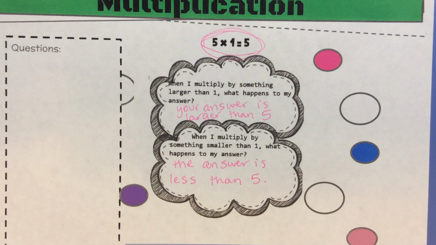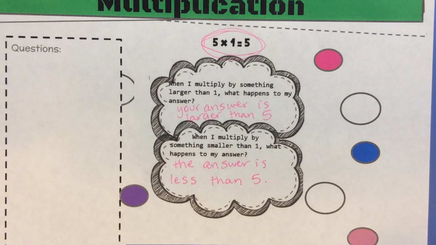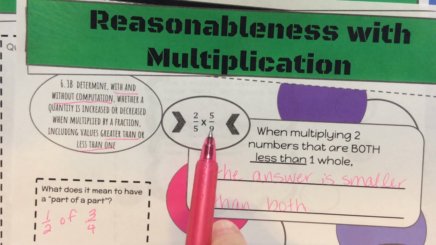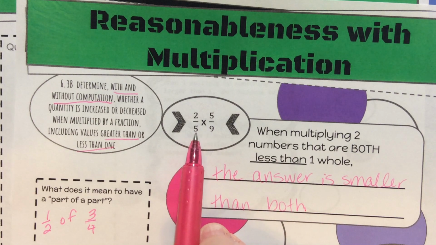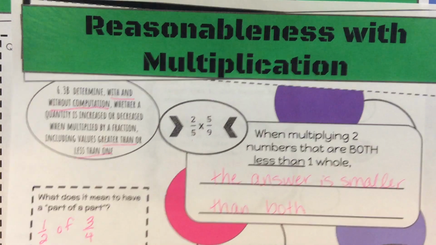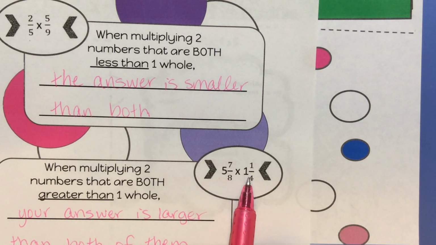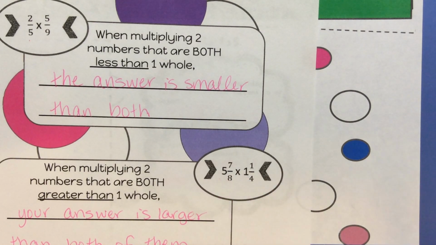Now we can take that back over to these first rules again. Let's think about it, okay? If I take a number and I multiply it by something less than 1 whole, that means my answer has to get smaller. Okay? This 5 7/8, I multiplied by something larger than 1 whole, so my answer is larger than 5 7/8.